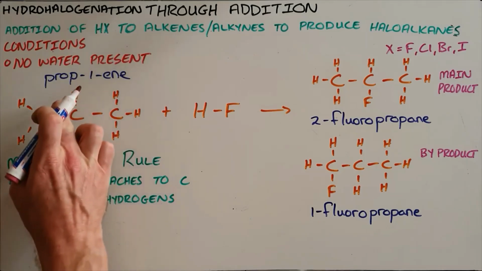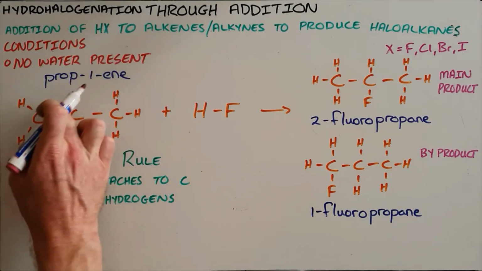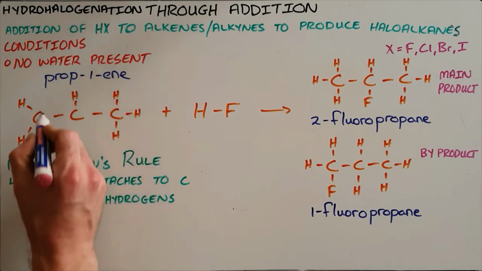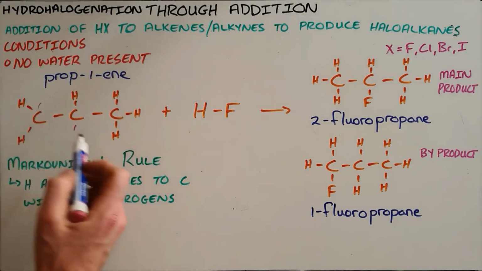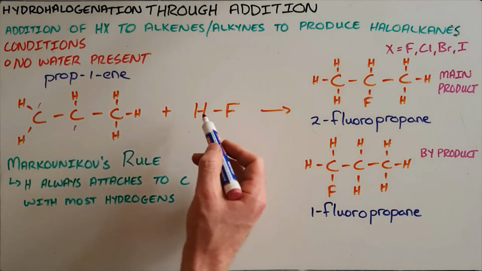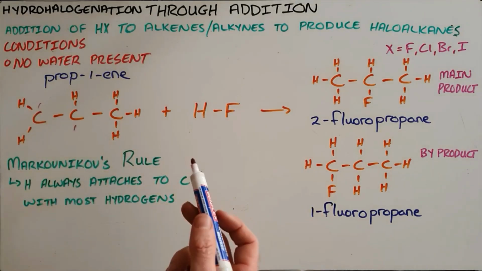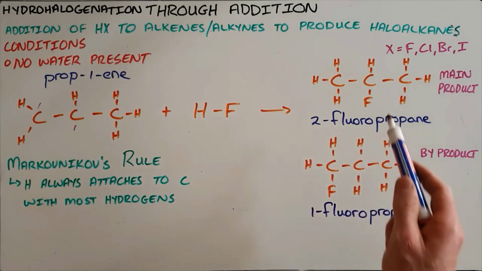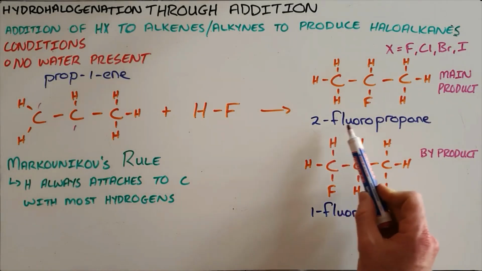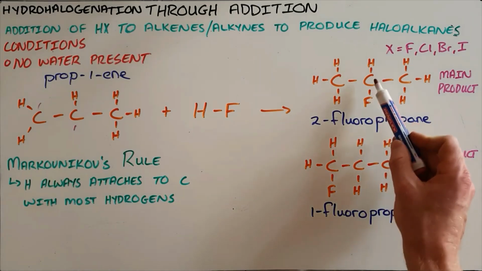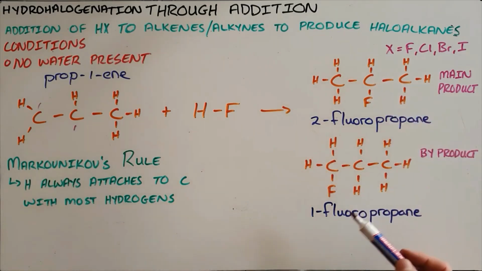water present we know that the second bond would break because the second bond is weaker than the first, which leaves each of these carbons willing or looking to form a bond with either hydrogen or fluorine. Now what we can see is that there are two possible products, the one being 2-fluoropropane, where the fluorine has attached to the second carbon, the other being 1-fluoropropane.